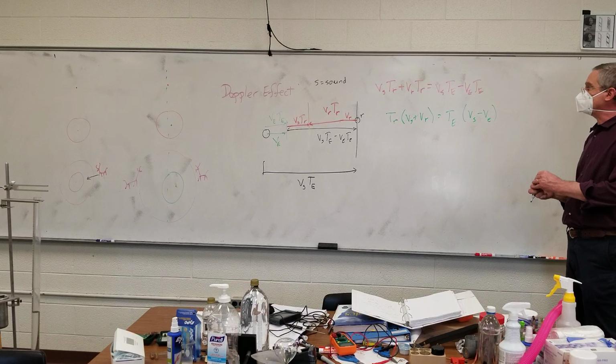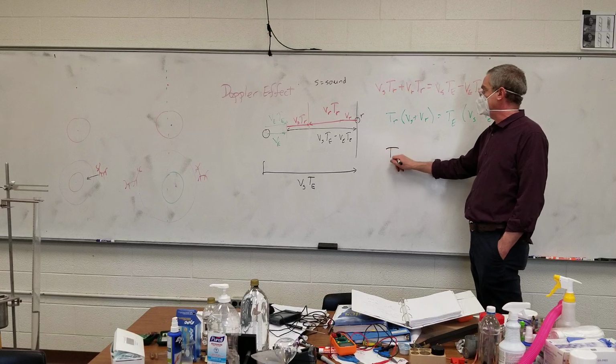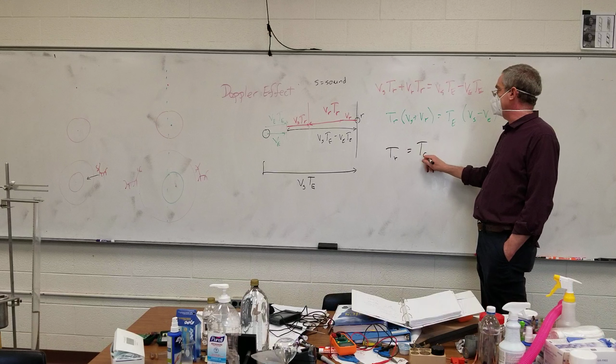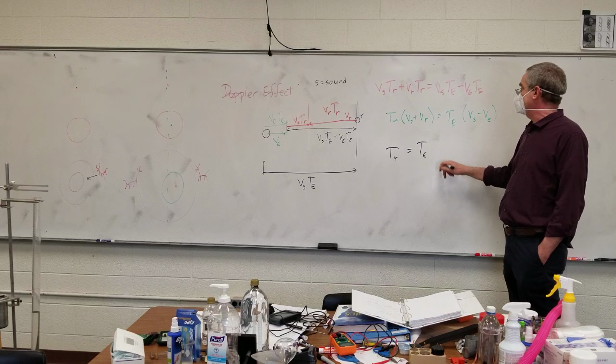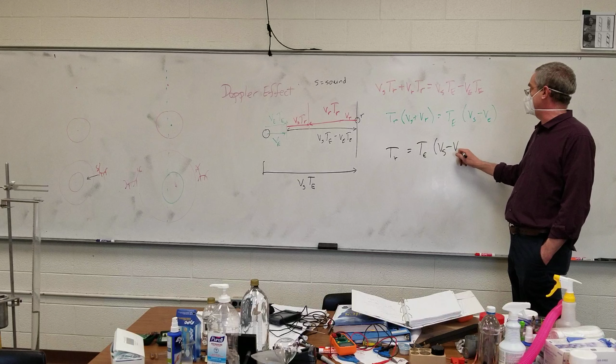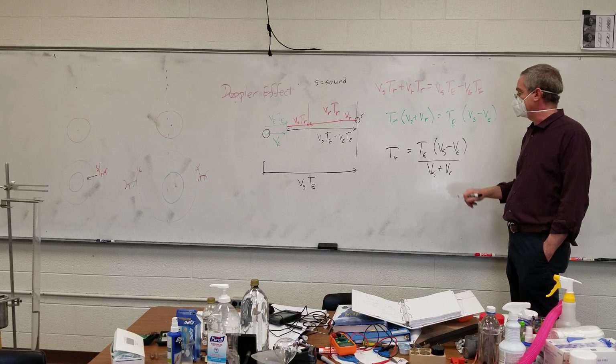So I can express this relationship in terms of the period. The period that the receiver senses is just going to be the period from the emitter's point of view times a fraction: Vs, the speed of sound, minus the speed of the emitter, divided by the speed of sound plus the speed of the receiver.